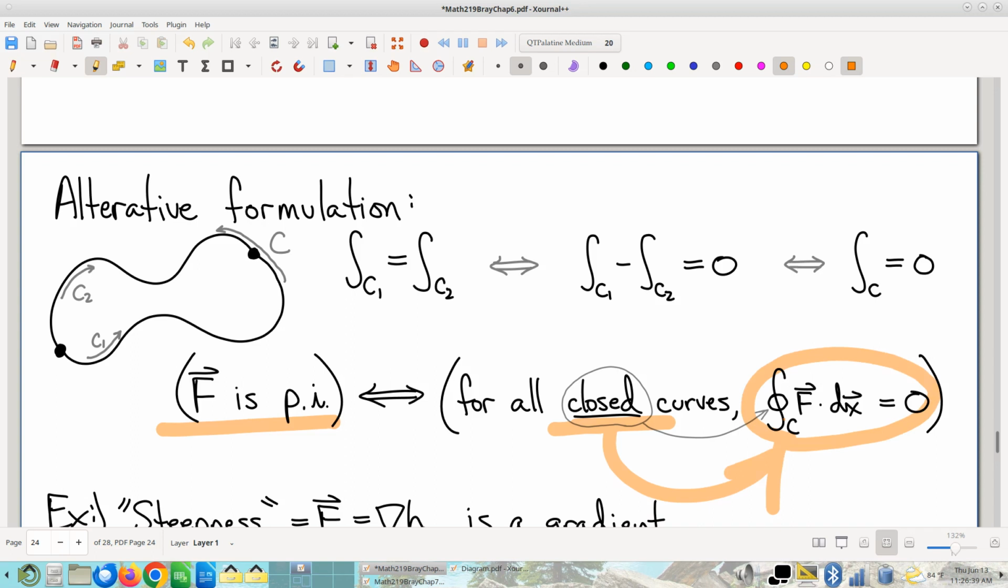Does F have to be a gradient for that to work? Well, F has to be path independent. This is a definition of path independence, and as we saw previously, path independence is synonymous with being a gradient. So think of this as an alternative property of gradient fields. But I'm going to refer to this as path independent fields because that's where the immediate connection is. Is that cool?